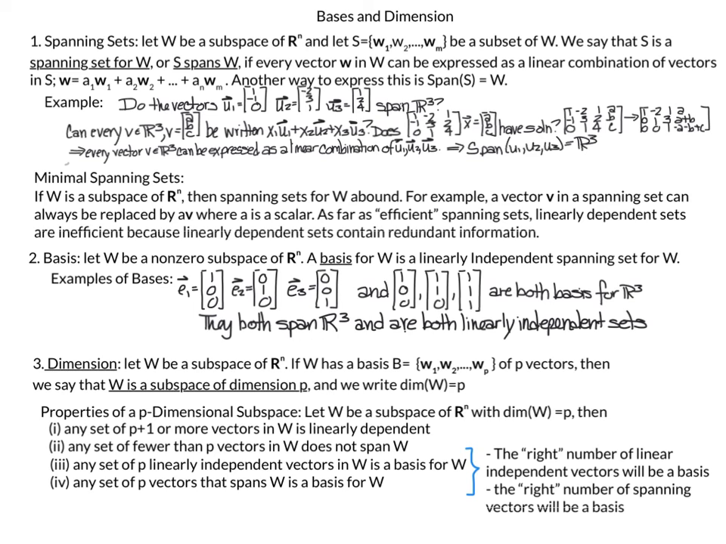Last, we talked about dimension, and once you have a basis for a vector space, there are actually many other bases, but they're all going to have the same number of vectors, and that number of vectors is called the dimension. And then we have these properties here that, as we saw in our last example, can be really useful.